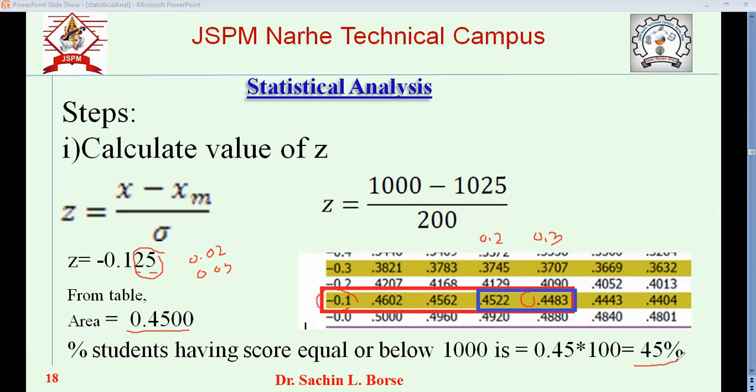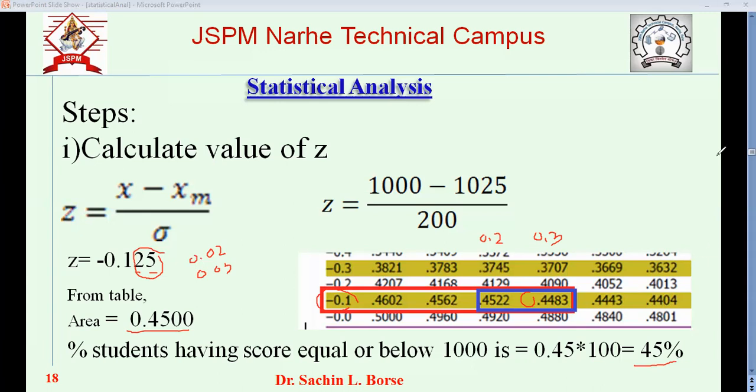Excuse me, sir, shall we use the same table for negative also? No, there are two tables. One is the positive table and one is the negative table. Whatever value is coming, here the value was negative. That's why we have to use the first table. One is for negative, one is for positive, left hand side and right hand side. Here for this table, the area is always taken from the left.